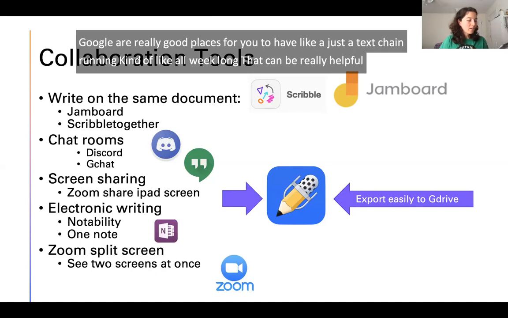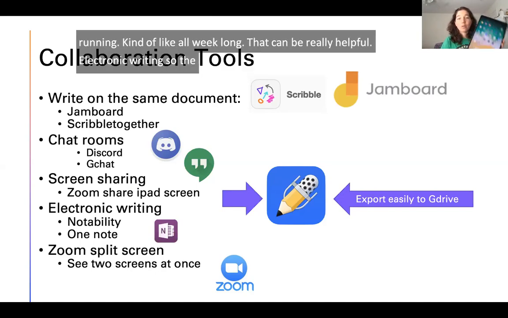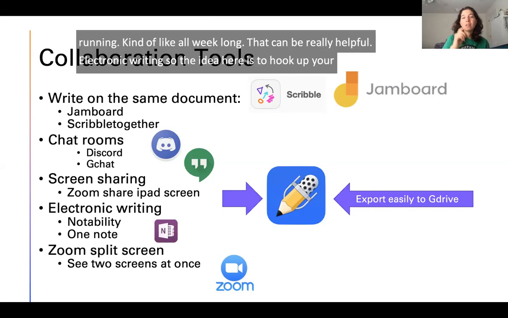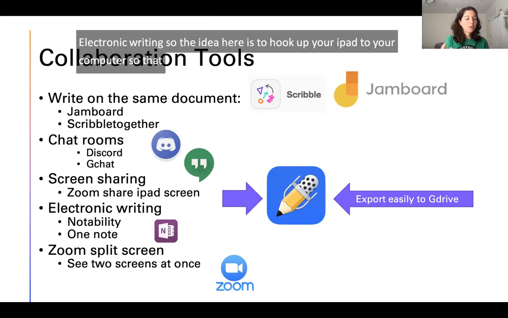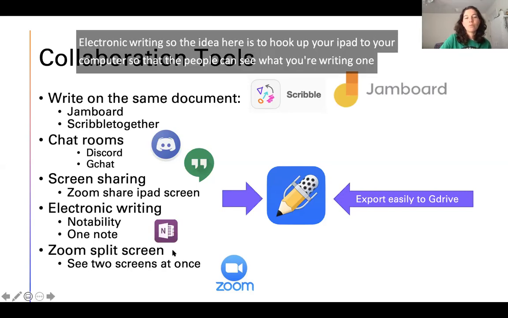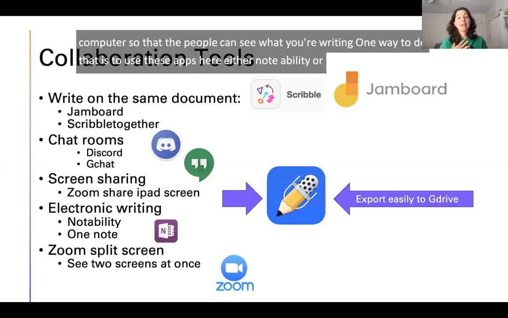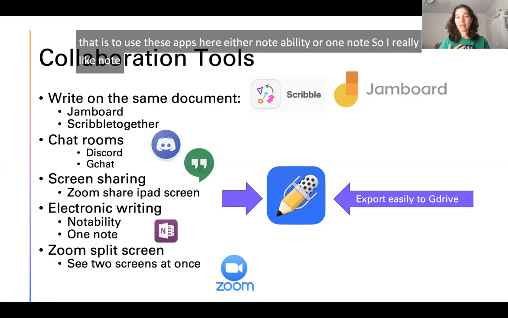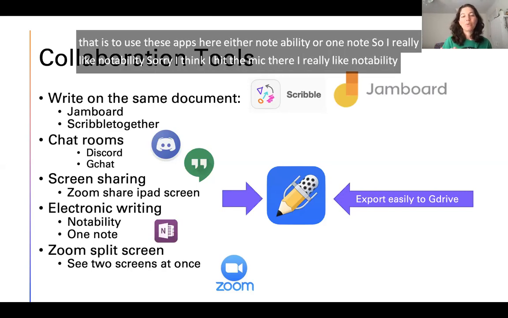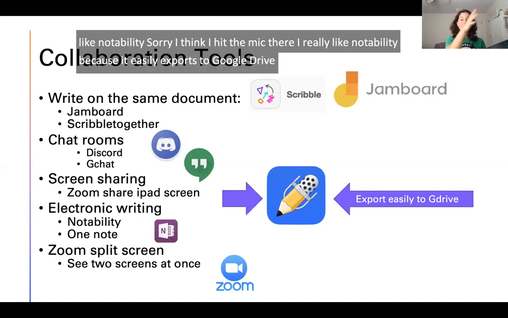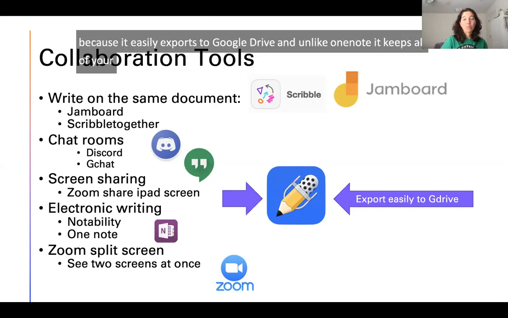Electronic writing. So the idea here is to hook up your iPad to your computer so that people can see what you're writing. One way to do that is to use these apps here, either Notability or OneNote. So I really like Notability. Sorry, I think I hit the mic there. I really like Notability because it easily exports to Google Drive. And unlike OneNote, it keeps all of your notes kind of on a single page.